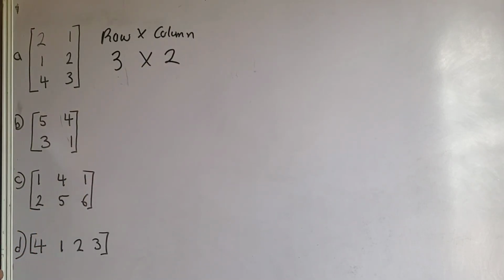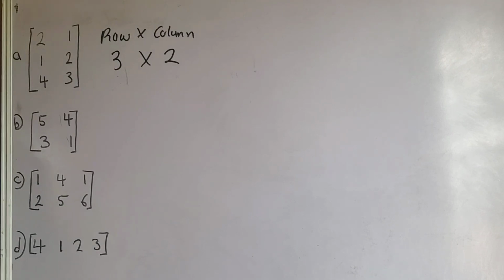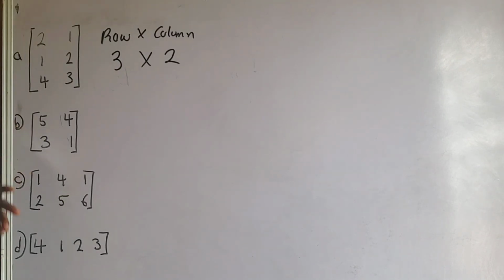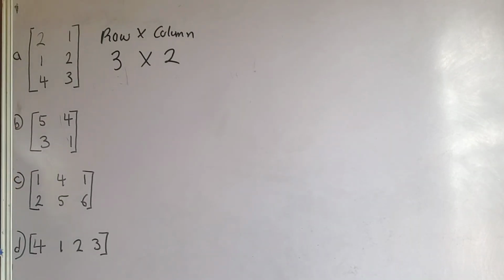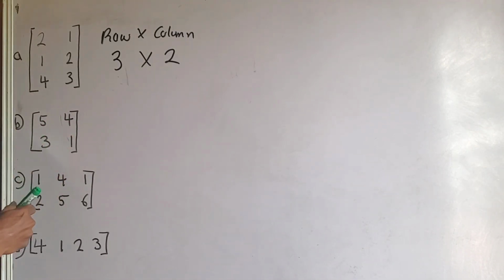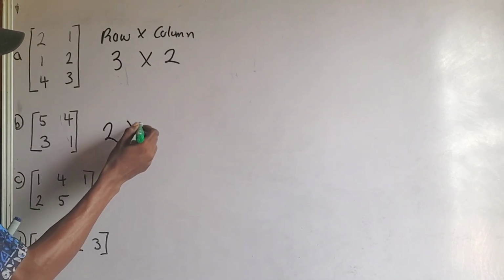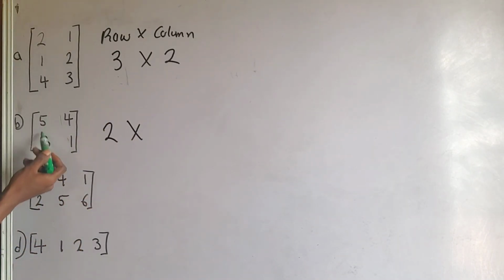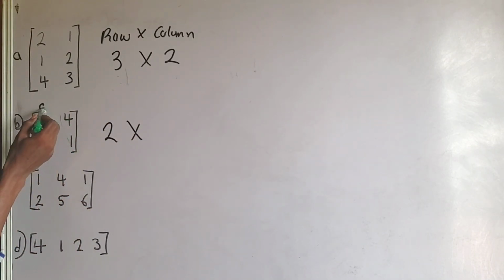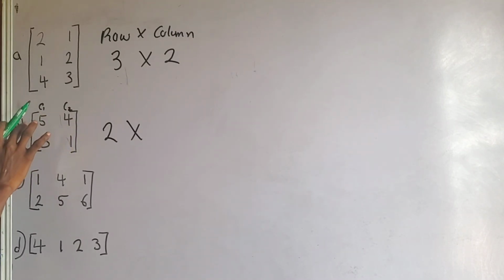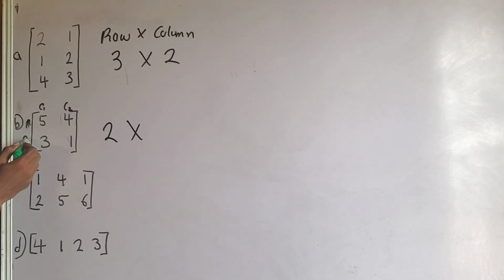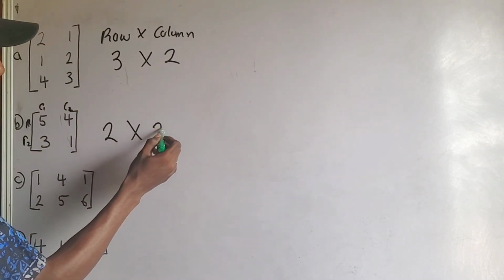Do you understand? Okay. Now let's look at the second example. What is the order of this matrix? For the order of this matrix, you first have to name the rows. How many rows do we have? 1, 2. So I'm going to have 2 by, how many columns do we have? 1, 2. This is column 1, this is column 2, and this is row 1, and row 2. You understand? So we are having 2 columns and 2 rows.